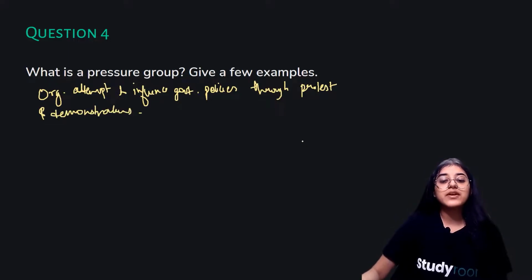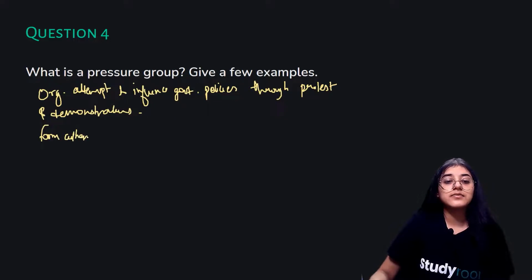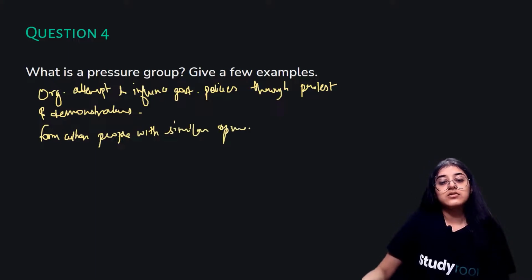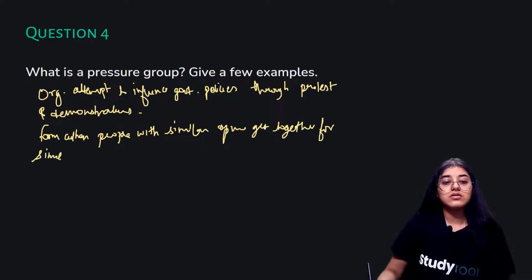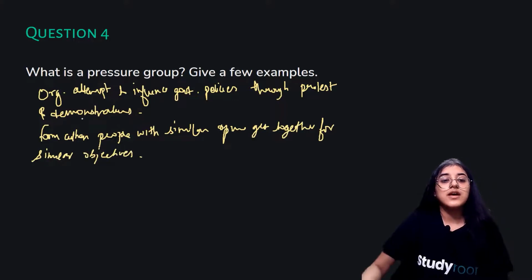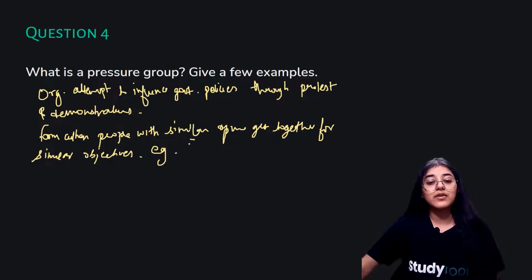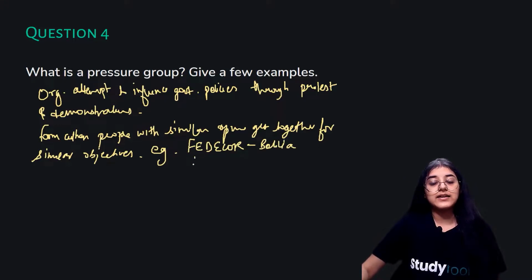Okay, so pressure groups are formed when people with similar opinions get together for similar objectives. Organizations which attempt to influence the government policy through protest and demonstration form when people with similar opinions get together for similar objectives. Taking an example of what we have read so far before as well, FEDECOR, that was in Bolivia, and then BAMCEF. Okay, so these are the examples of pressure groups.